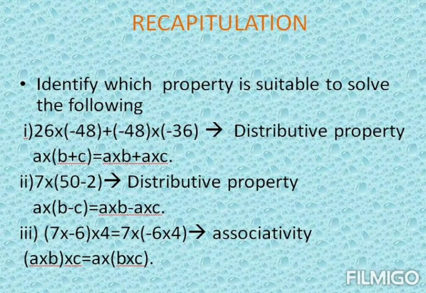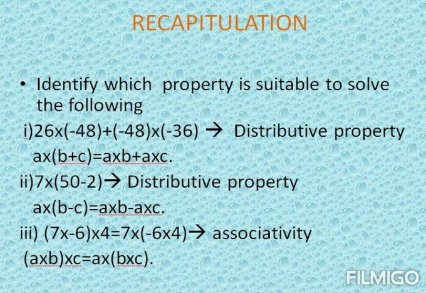Children, now the time for recapitulation. Identify which property is suitable to solve the following. First one, 26 into minus 48 plus minus 48 into minus 36. Compare this with the distributive property, a into b plus c equal to a into b plus a into c. Compare this with the right hand side of the property. If you compare, consider minus 48 as a, 26 as b, and minus 36 as c. Therefore, the distributive property is suitable for this.